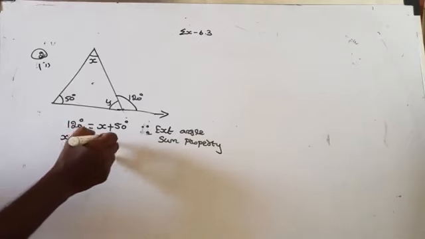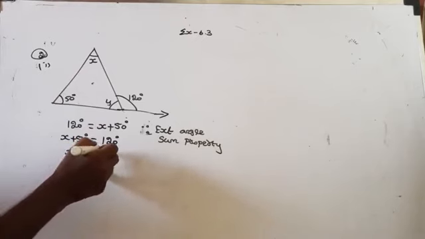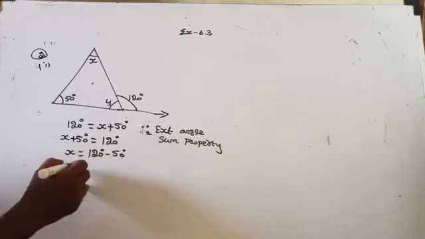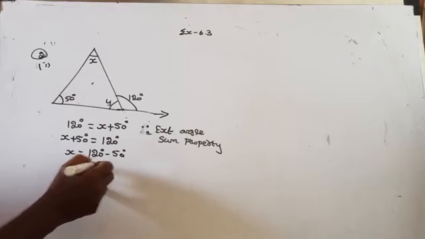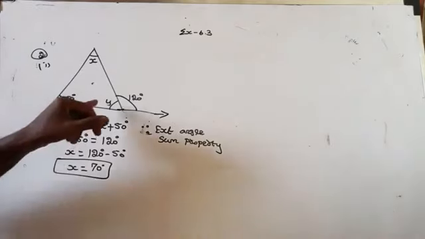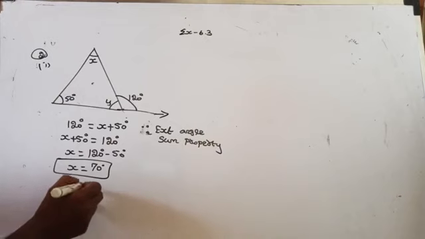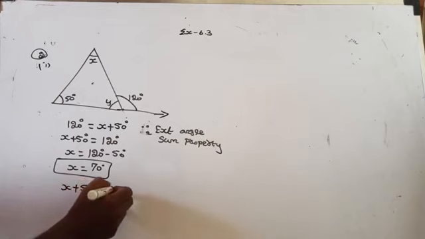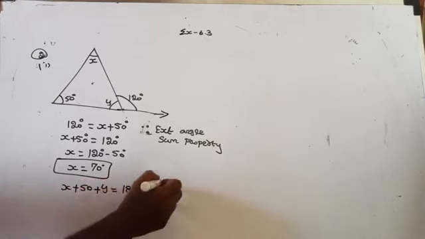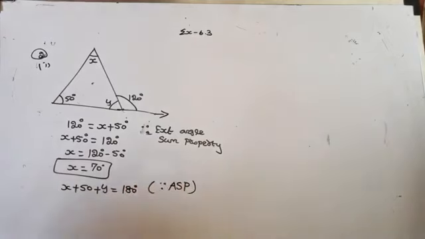So x plus 50 is equal to 120 degrees. X is equal to 120 degrees minus 50 degrees, then x is equal to 70 degrees. Once you get the value of x, you can find the value of y by using the angle sum property of a triangle. What is that? X plus 50 plus y is equal to 180 degrees, by the angle sum property of a triangle.